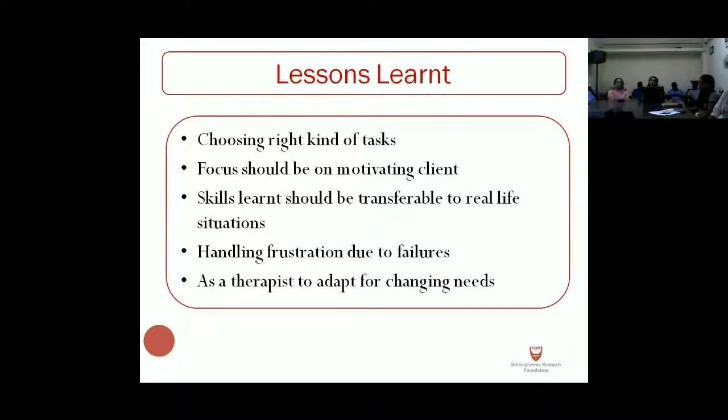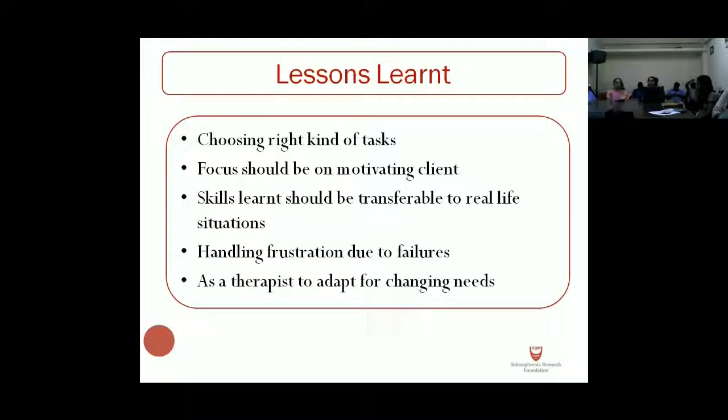From this particular case, the lesson learned was that initially the focus should be on motivating clients and choosing the right kind of task, because the client was facing frequent failures at his workplace because of his deficits. Maybe if we had chosen a task related to his work atmosphere and addressed it, the client would be engaging in therapy because he would find some success at his workplace, and he would be able to transfer the skills learned to the work situation.